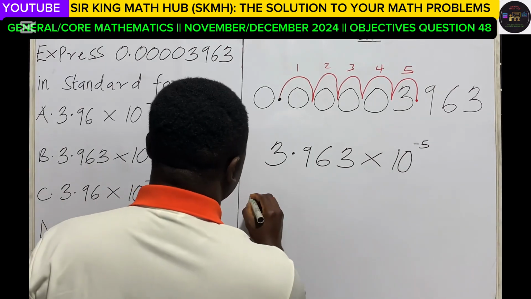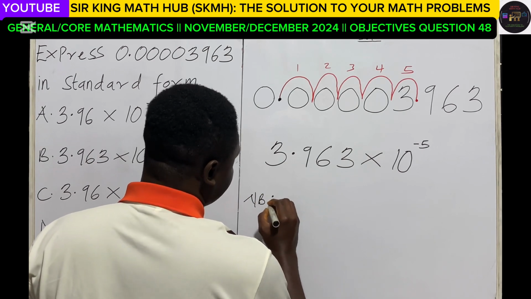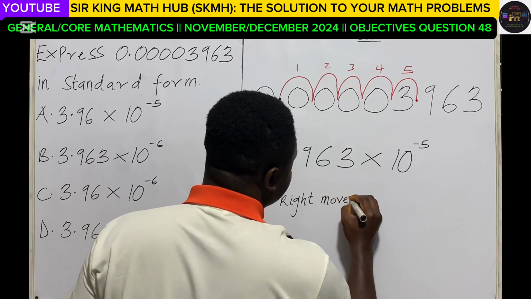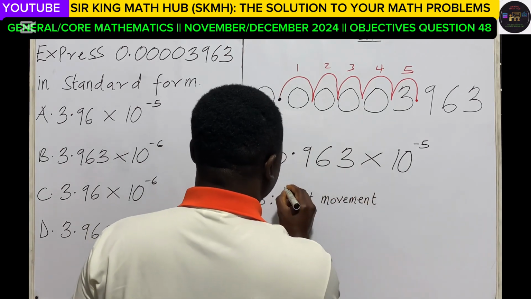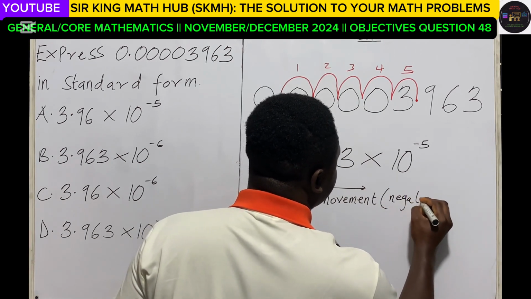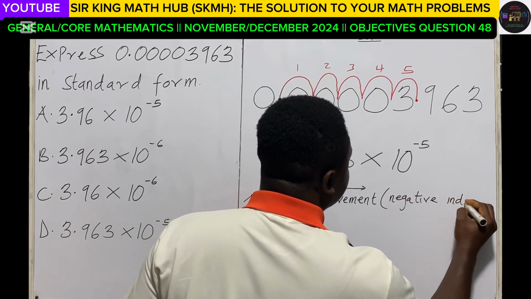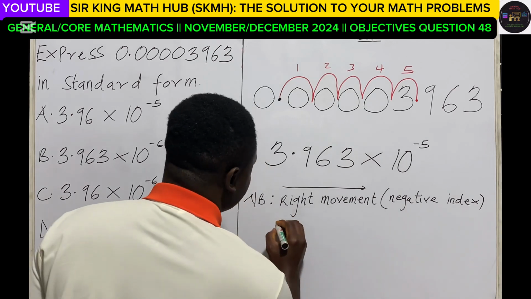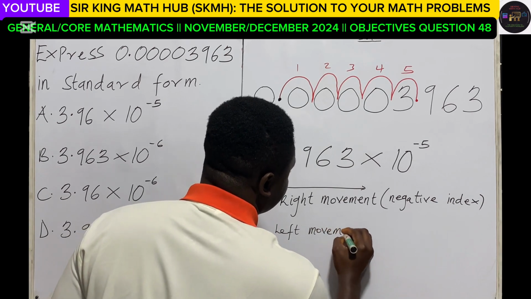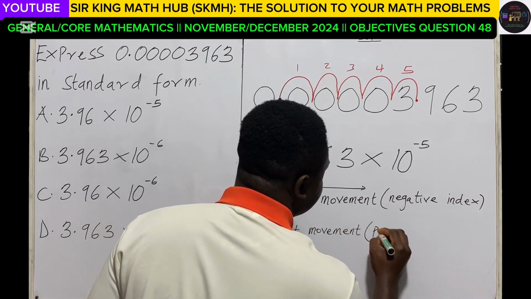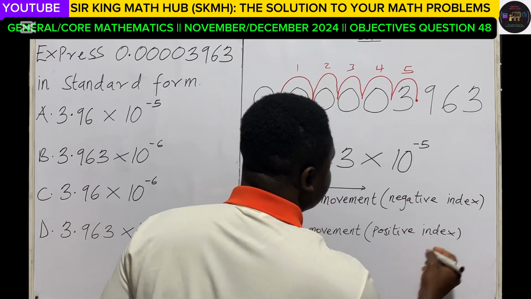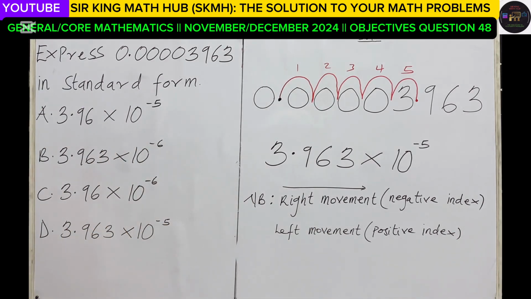So let's take note. In standard form, right movement will have a negative index, and also a left movement will have a positive index.